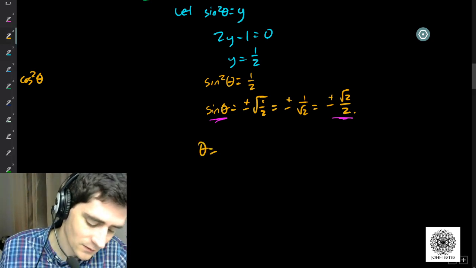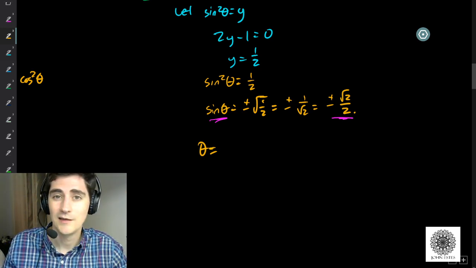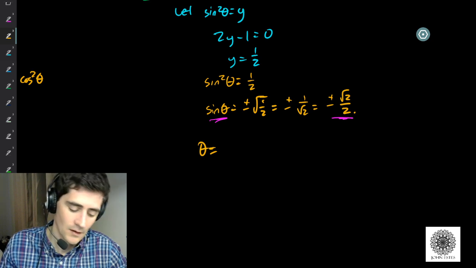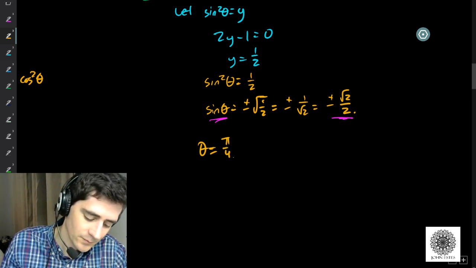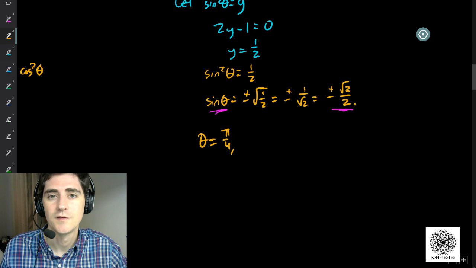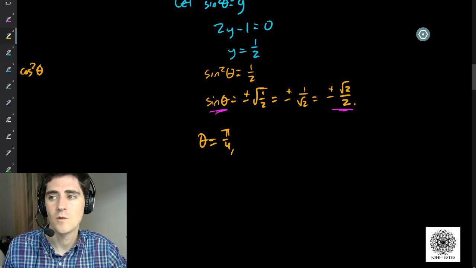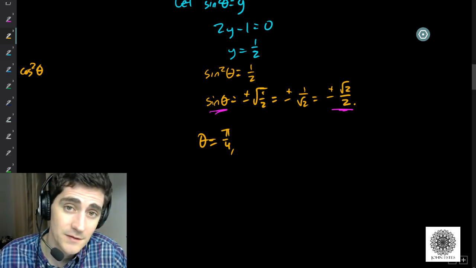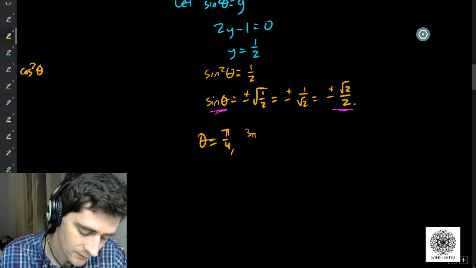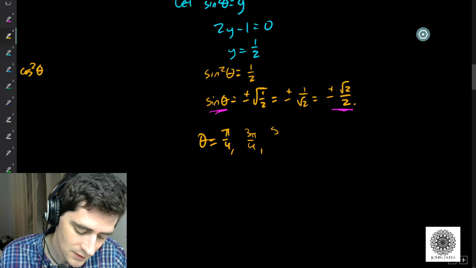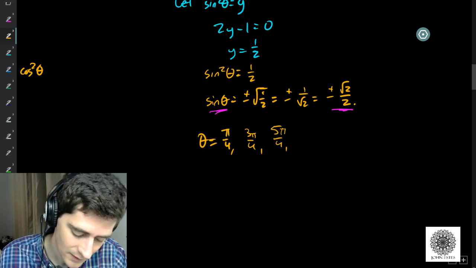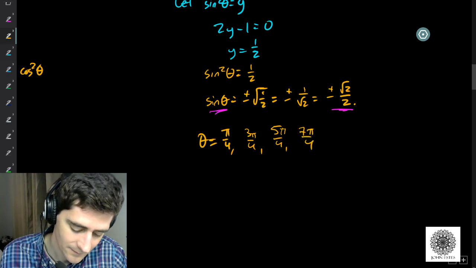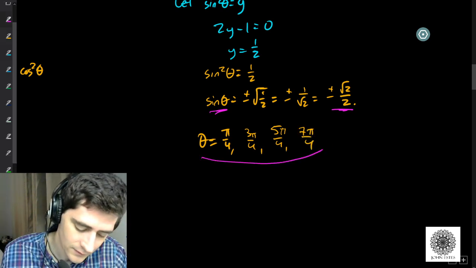I don't think this one's too hard because when does sine equal root 2 over 2 in the first quadrant? Pi over 4. Okay, from there, just think about your pi over 4 reference angles in each quadrant. So quadrant 2 with a pi over 4 reference angle, what do you have? 3 pi over 4. In quadrant 3, it's 5 pi over 4. And quadrant 4, 7 pi over 4. And there are your solutions.